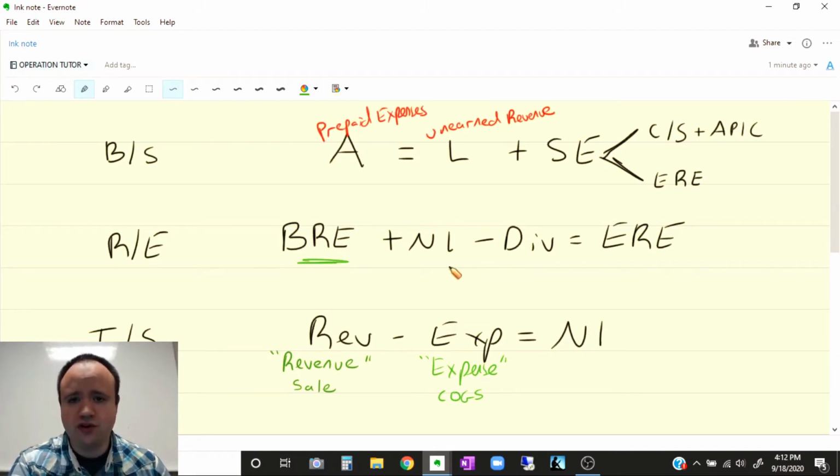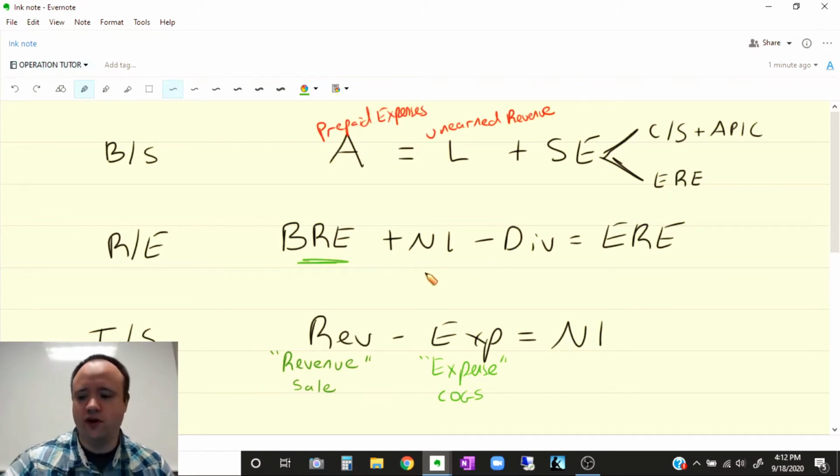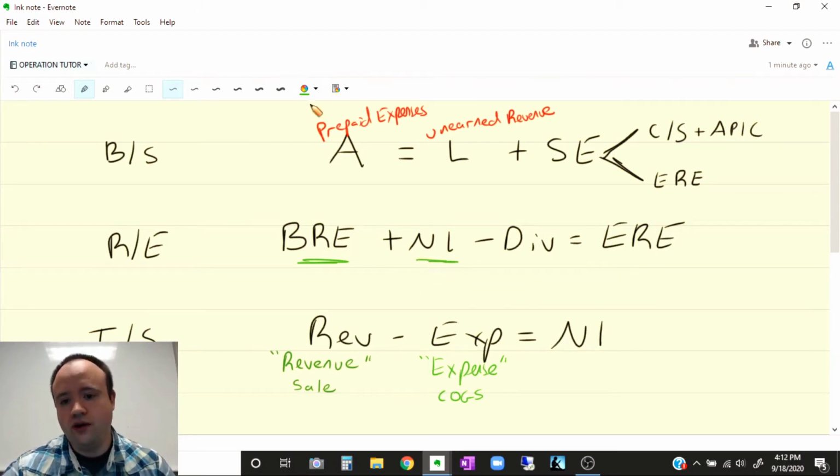Beginning retained earnings is always given. It's going to be in a box somewhere as of December 31st of the previous year. Retained earnings was whatever. It'll tell you how it started. And then net income, we are calculating net income. So that is going to come from our previous statement, which is why we do the income statement first, then the retained earnings statement.